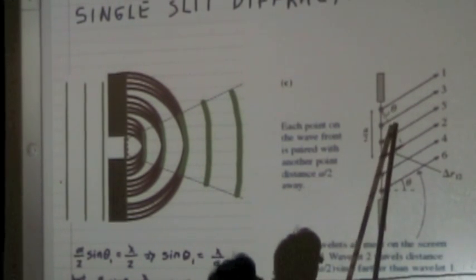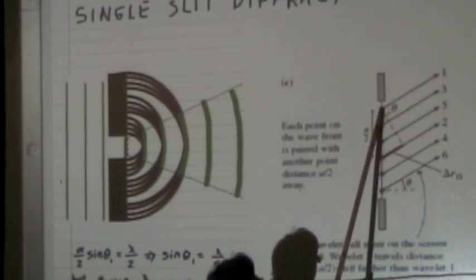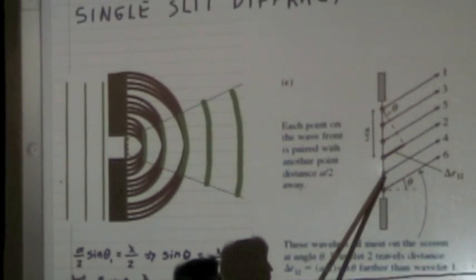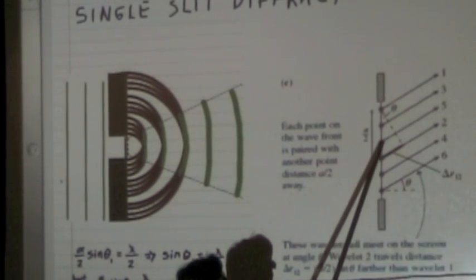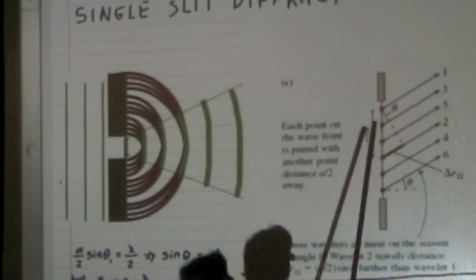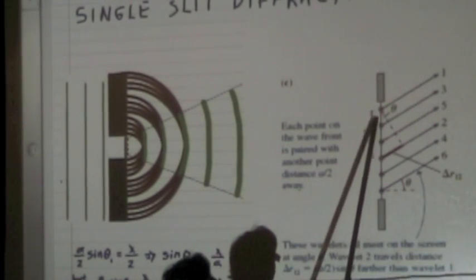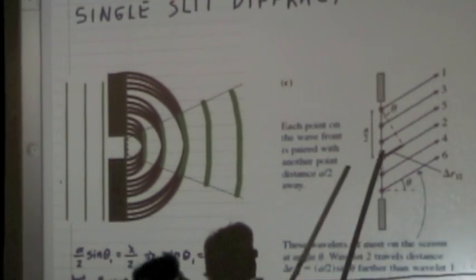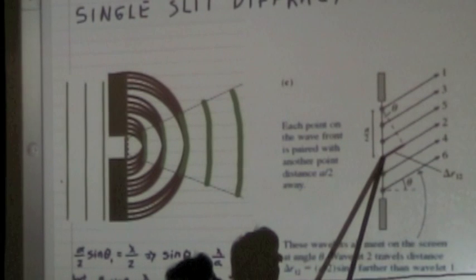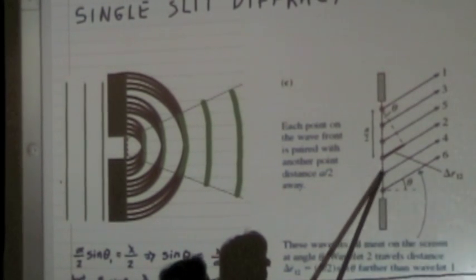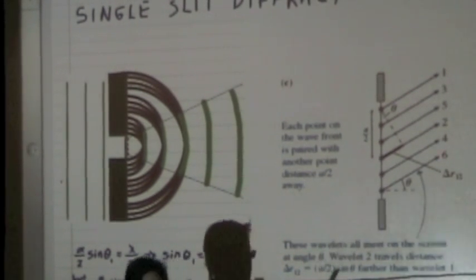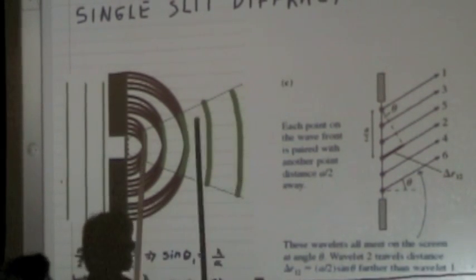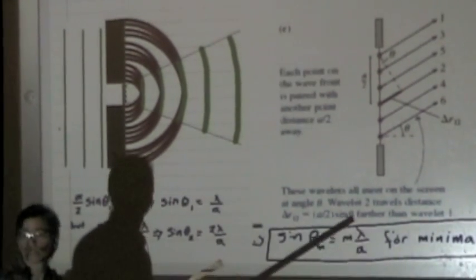The important thing about this argument is that if that happens for this wave and this wave, it's going to happen for this one and this one, right? And if that's true, then it's going to happen for this one and this one. So basically, at that point on the screen, the waves coming from the single slit cancel each other in pairs. The wave coming from here cancels the wave coming from here. This one cancels that one. So everybody has a partner that cancels it completely. So at that point on the screen, you would have a dark spot.